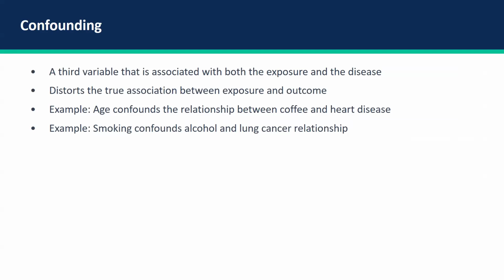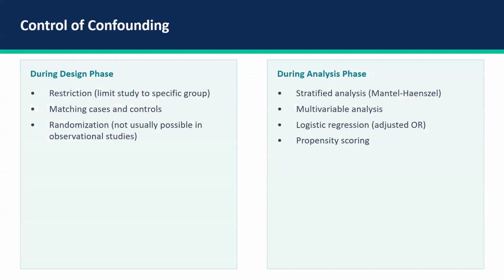So confounding, we talked about it, that matching will reduce confounding. Confounding is a third variable that is associated with both exposure and the disease. This distorts the true association between exposure and outcome. For example, age can confound the relationship between coffee and heart disease, or smoking can confound the alcohol and lung cancer relationship, because these factors are associated with both the exposure and disease.